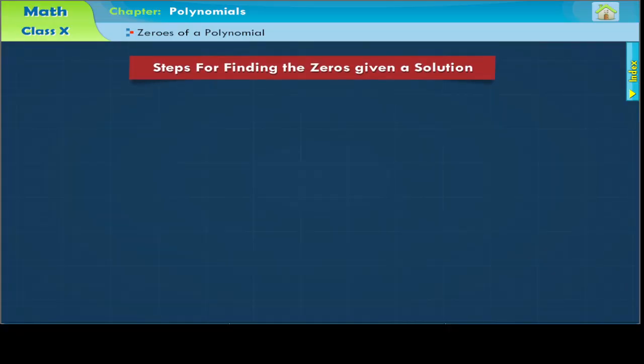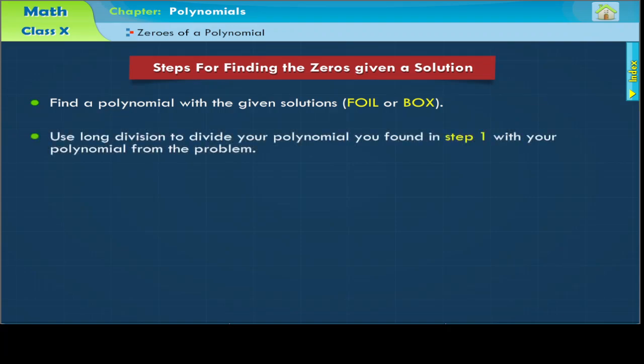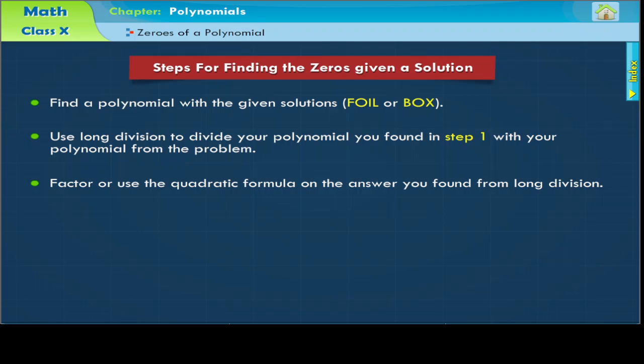Steps for finding the zeros given a solution. Find a polynomial with a given solution, foil or box. Use long division to divide your polynomial you found in step 1 with your polynomial from the problem. Factor or use the quadratic formula on the answer you found from long division. Write all of your answers out.